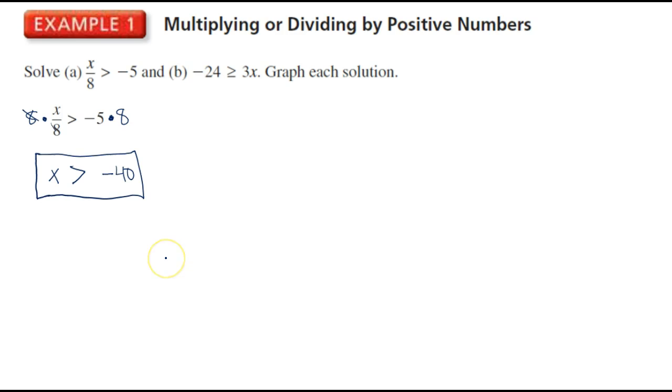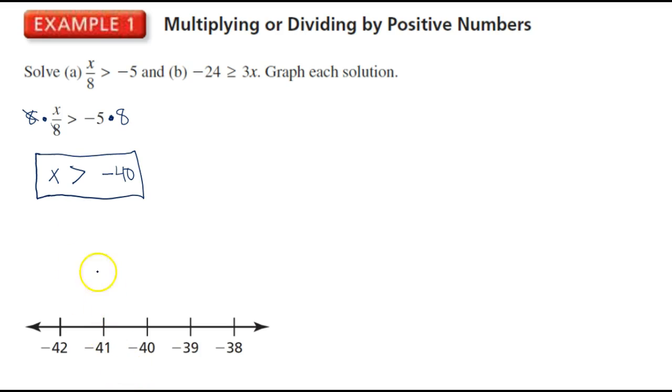So let's graph that feller. Here's a number line with -40 on it. And let's see, greater than but not equal to. So that is an open circle. And then greater than is the numbers that are to the right of that dude. So there is our super neat and pretty graph.